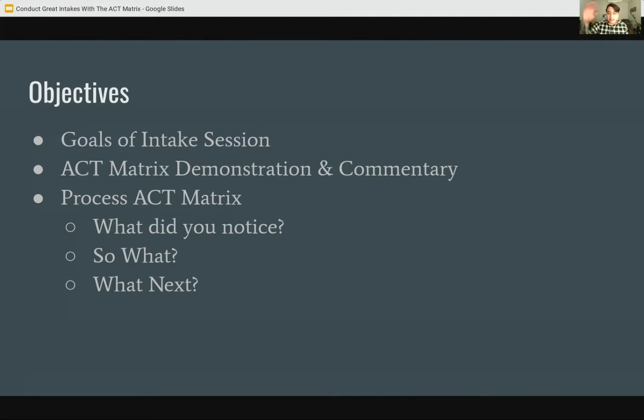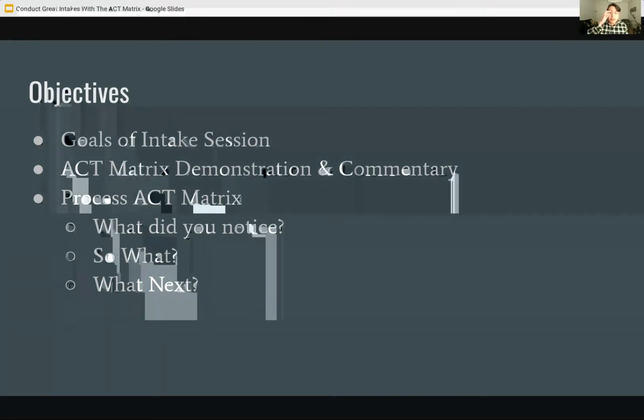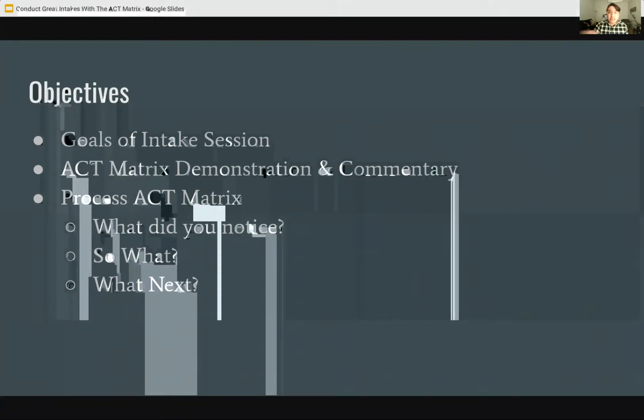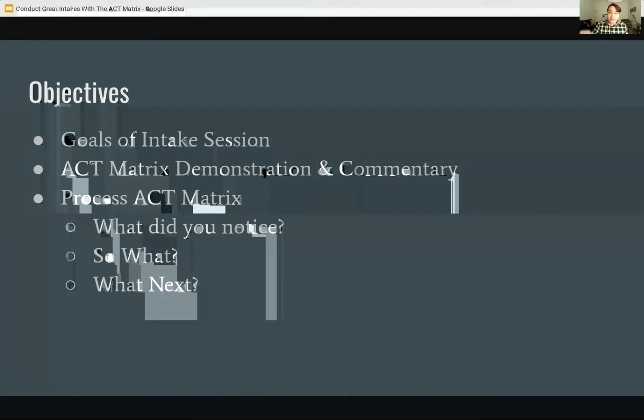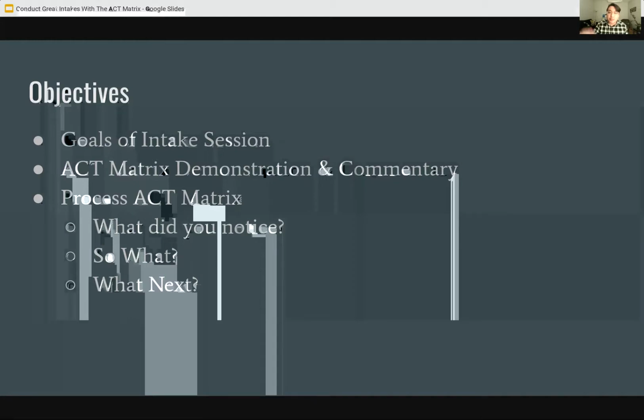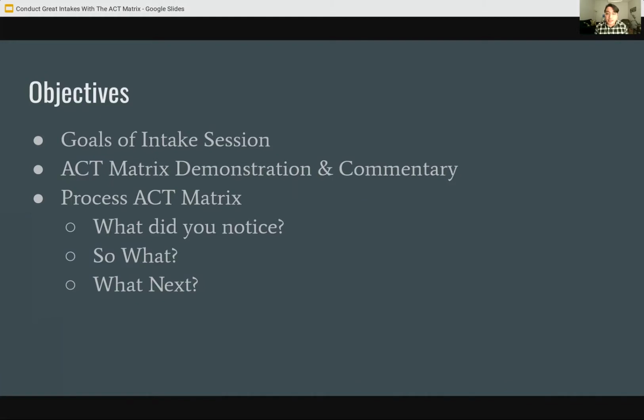This training is sectioned off into three parts. First, we're going to talk about what even is an intake session. Why do we do them from our perspective as the clinician, but also from the client's perspective? What is the benefit of a really well-conducted intake session? And then we're going to demonstrate the ACT matrix activity. This is an intake protocol that I've developed over the past 5 years. We're going to take a look at that together, and see how it can accomplish everything that we need it to do for an intake.